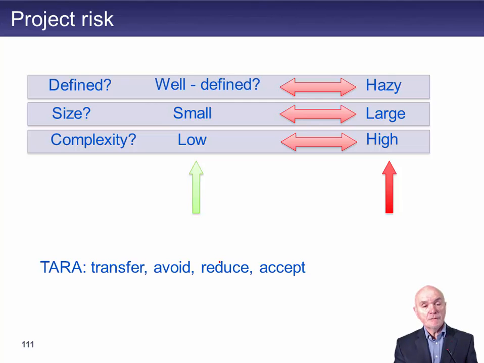The project risk, which we talked about, the TARA thing here, transfer, avoid, reduce and accept, that we had. What is actually going to determine maybe the project risk? What are the variables in it? And first of all, there is really how well is the scope defined? So when we talk here about defined, we're really talking about the scope.